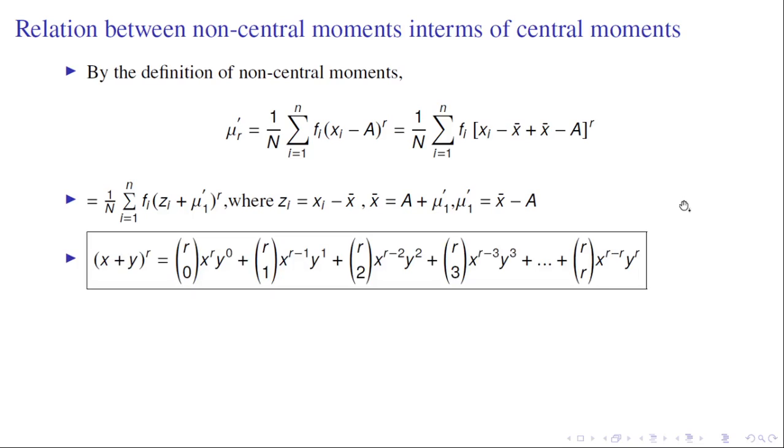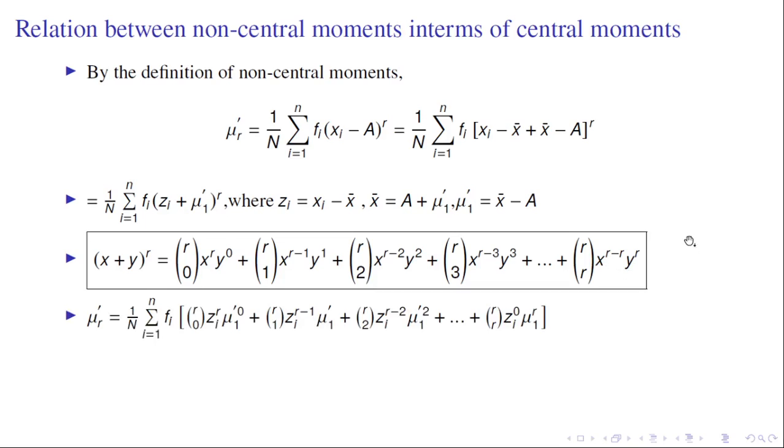Recall the binomial expansion: instead of x − y, here x + y, rC0 x^r y^0 + rC1 x^(r−1) y^1 and so on. Just expand (zi − μ1')^r using the binomial expansion. The 1/n Σ from i = 1 to n, fi remains here. I am expanding this: this is the first term, this is the second term. Instead of x, zi here, and instead of y, μ1' here.